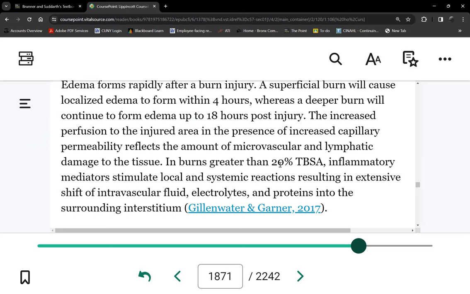hypokalemia. I have to discuss that because some graduates also came back and said they got that question on the NCLEX also. They were asking, yes.